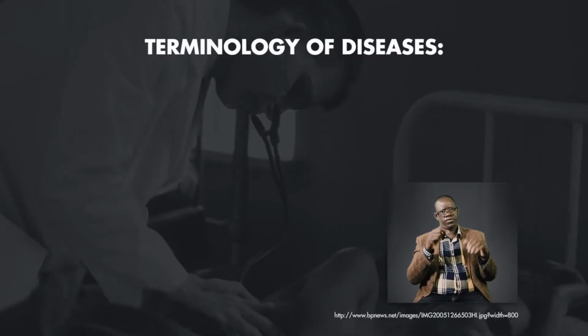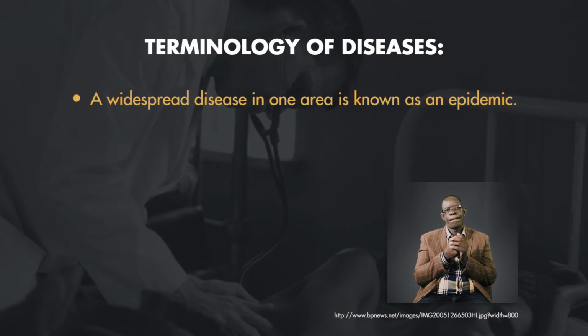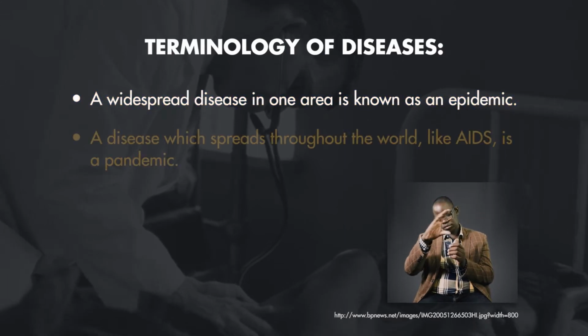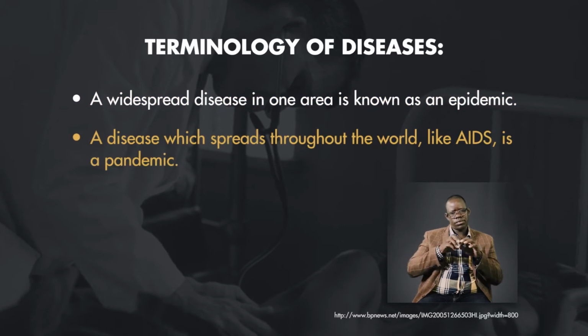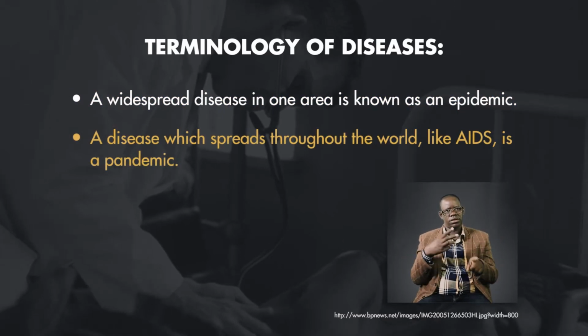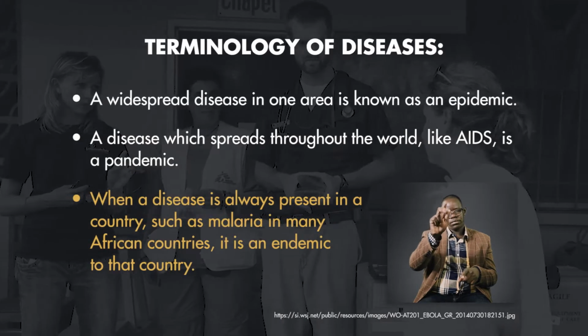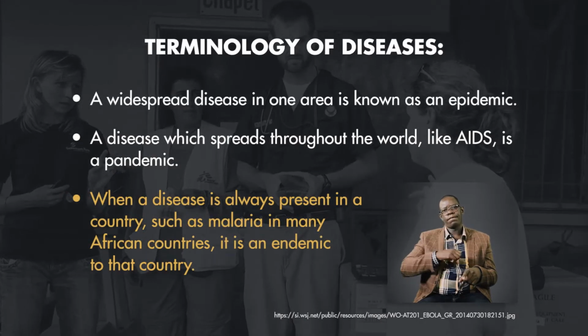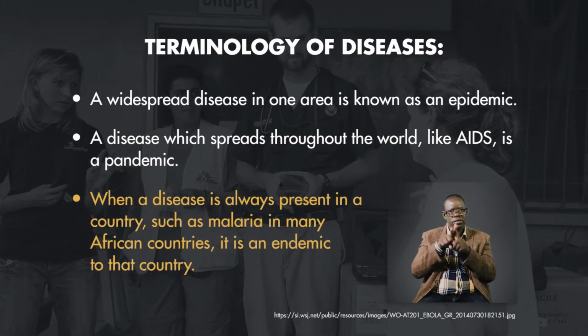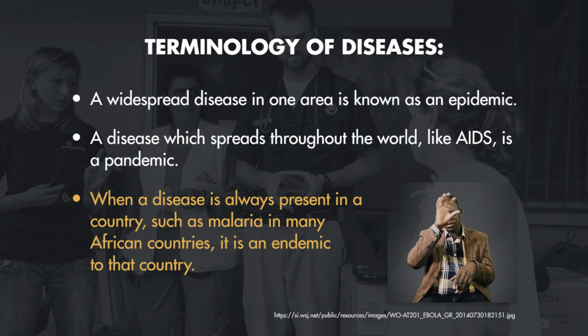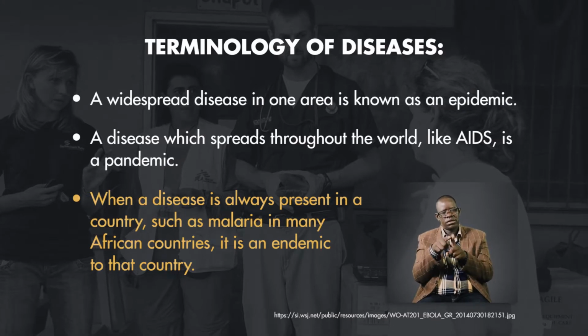But anyway, before we continue, let's take a look at a few terminologies of diseases. A widespread disease in one area is known as an epidemic. A disease which spreads throughout the world, like AIDS, is a pandemic. When a disease is always present in a country, such as malaria in many African countries, it is endemic to that country.